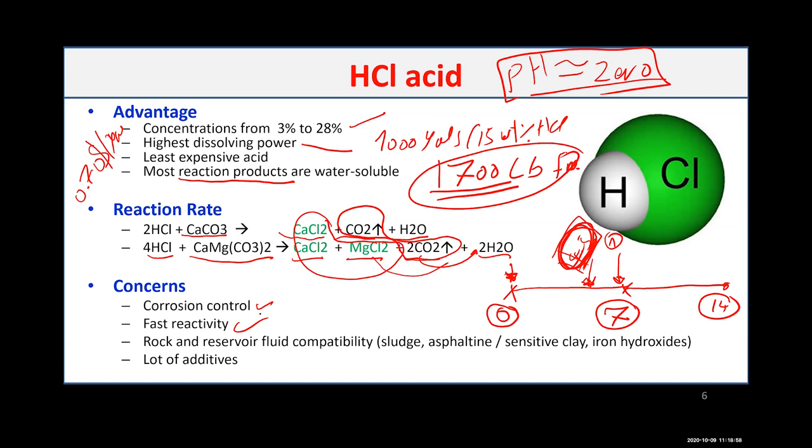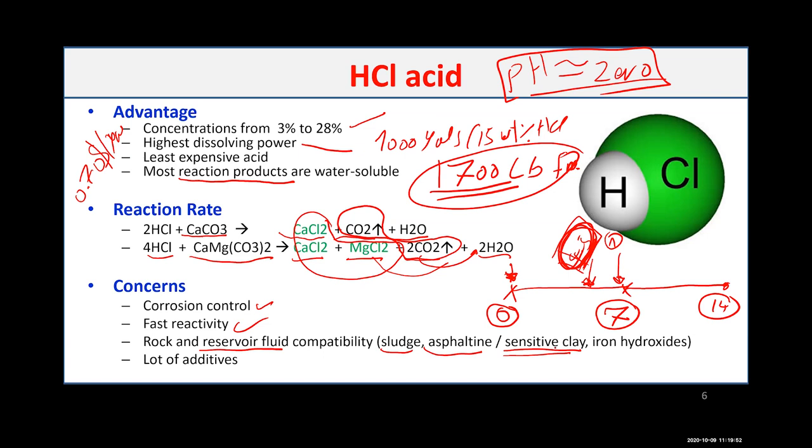The third part is the compatibility with the reservoir and rock. From the reservoir fluid, the oil: HCl can cause some sludge and asphaltene. If your oil has asphaltene, we need to put some additives there to be sure that it will not cause asphaltene precipitation or sludge. Also, if you have some clay content in your carbonate, especially illite or kaolinite, these clays actually can be broken down by the HCl. So you need to be sure the amount of clay there is protected by using some sort of iron control agent or clay inhibitor, to be sure any sensitive clay inside the formation will not be affected by the HCl and cause you swelling or fines generation.